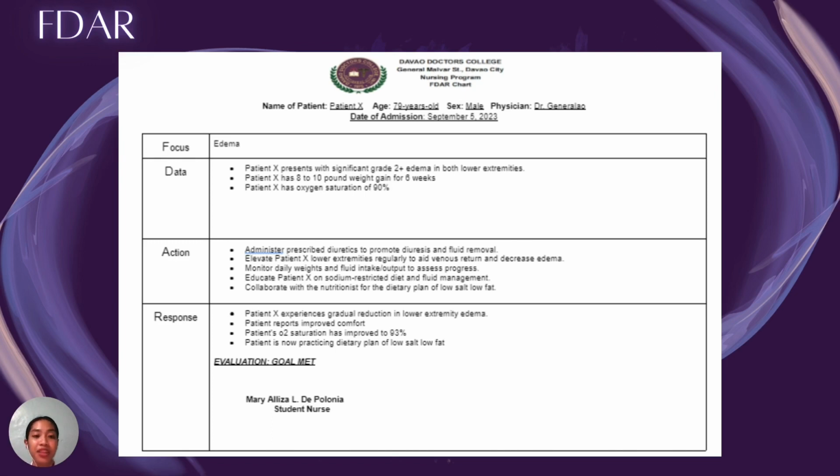We need to elevate the patient's lower extremity regularly. This is to aid in venous return and decrease the edema. So edema occludes the circulation of our patient.